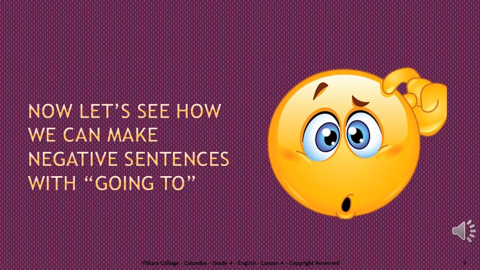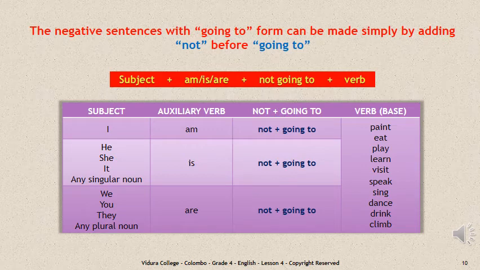Now let's see how we can make negative sentences with going to. Children, when we are creating negative sentences with going to form, we can make them by simply adding not before going to. Same as the affirmative sentences, I have given you a table with a structure. Here we are doing a slight change to the structure.